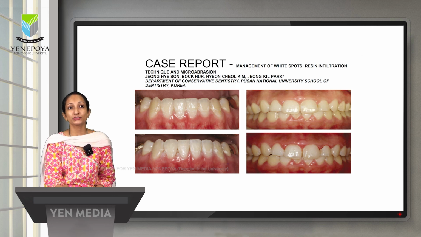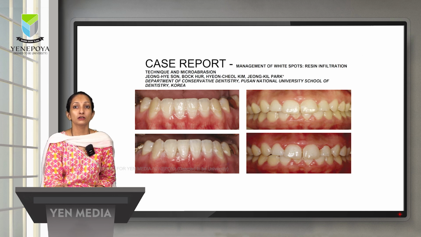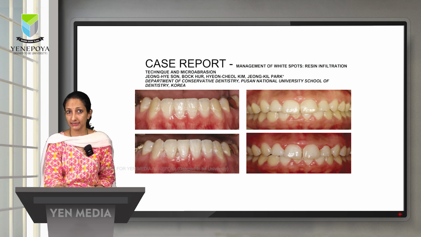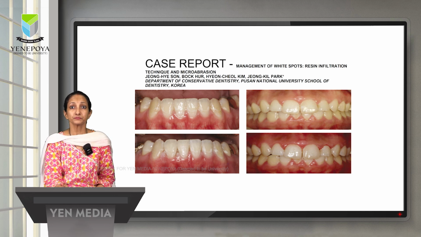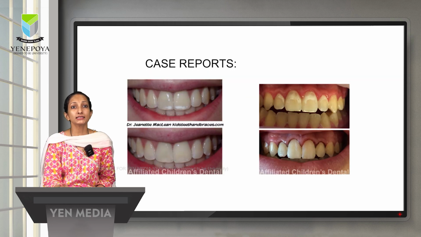Now here are certain case reports. This is a case of management of white spots with resin infiltration. Here we can see that there is considerable success. However, a certain amount of lesion is still visible. But if you see the next case, we can see that there is a white spot lesion here, an opacity lesion in the incisal 1/3 of the central incisors. We have got a considerably good result considering the opacity of the lesion. A good result is obtained with resin infiltration.